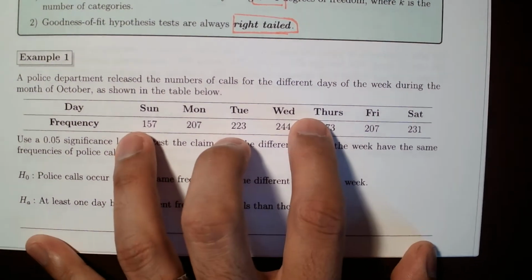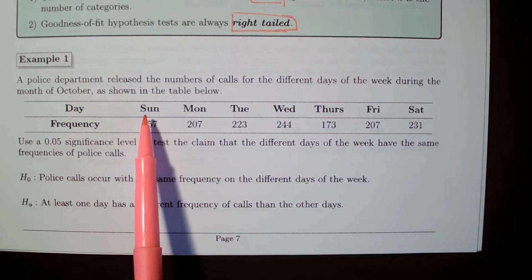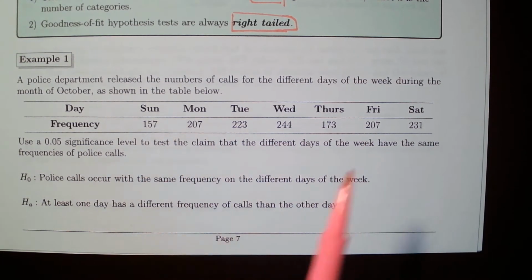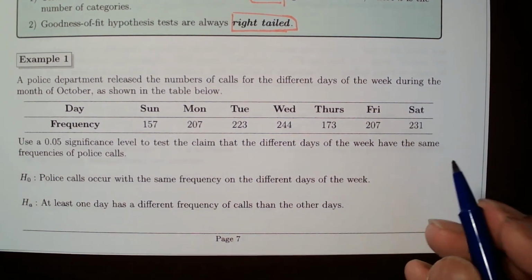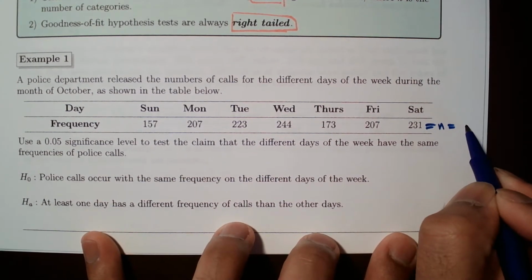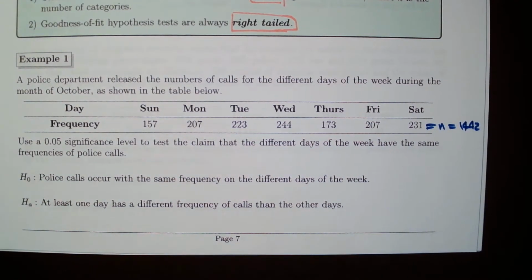Let's do one example. A police department released the number of calls for the different days of the week during the month of October, as shown in the table below. From Sunday to Saturday, notice these numbers of phone calls are all integers. We don't call half a time. We call one time, two times, etc. The total number of calls in this case is n equals 1442. We're going to need this piece of information to start doing the calculations.